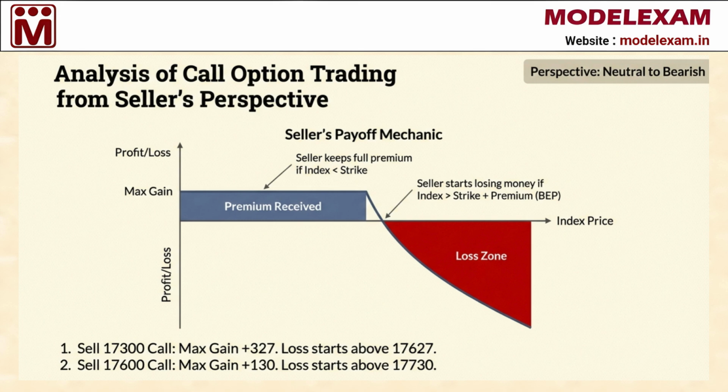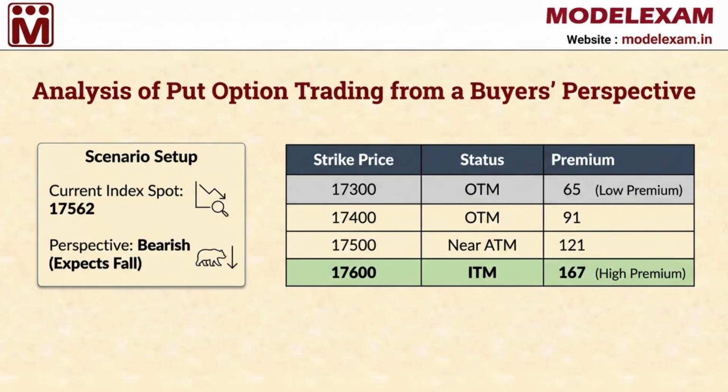Next, we will analyze put options from a buyer's perspective. Here, the buyer is bearish and expects the market to fall. With the index still at 17,562, we look at strikes ranging from 17,300 to 17,600. In this case, the 17,600 strike is in the money and has a high premium of 167, while the 17,300 strike is out of the money with a low premium of 65.